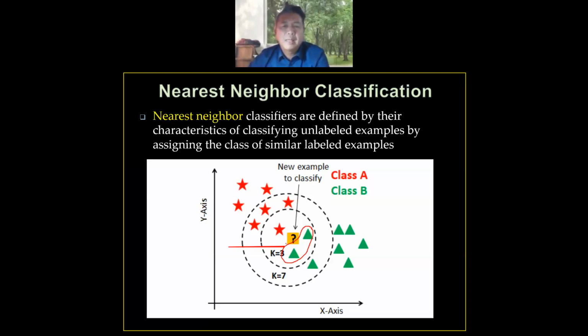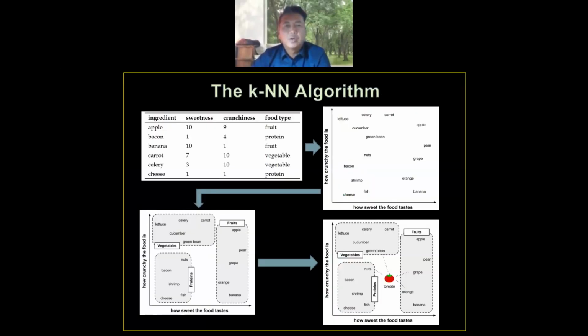So the new example will be classified as the red star here because the majority of them are star symbols if k equal to 7. If k equal to 3, the majority will be the triangle. So that is the basic assumption of k nearest neighbor.